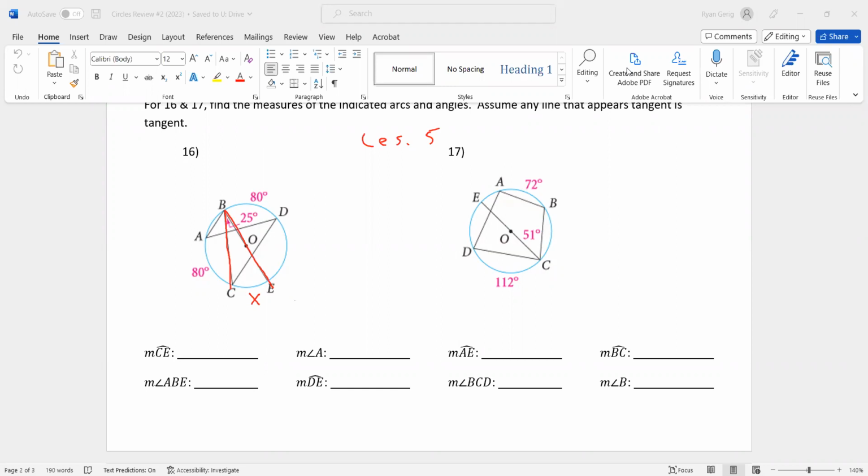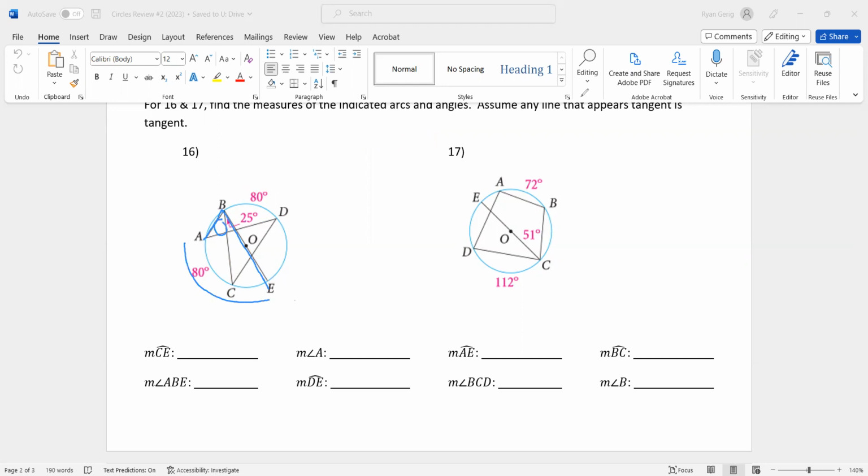Angle A is an angle. The intercepted arc is 80. So switch to blue here. Angle ABE. It's getting a little messy. ABE is this angle. So there's a couple ways of doing that. If I could find arc AE, I could divide that by 2 and get the answer. Or I could find this angle and add it to 25 to get that angle.